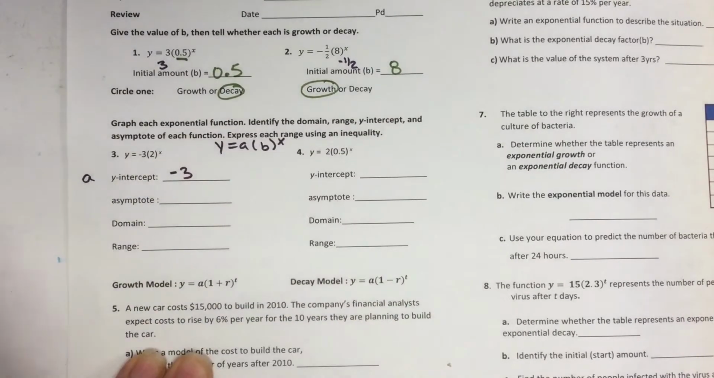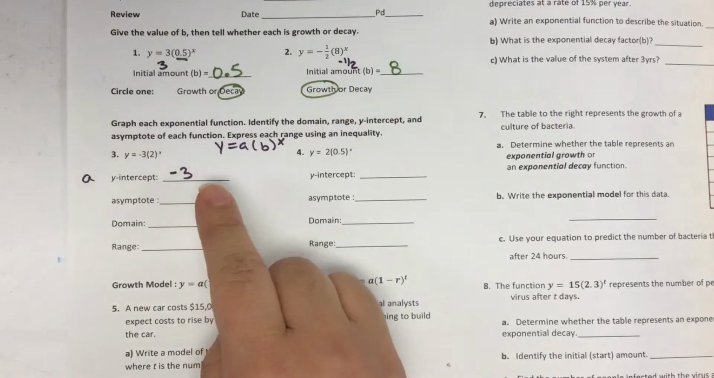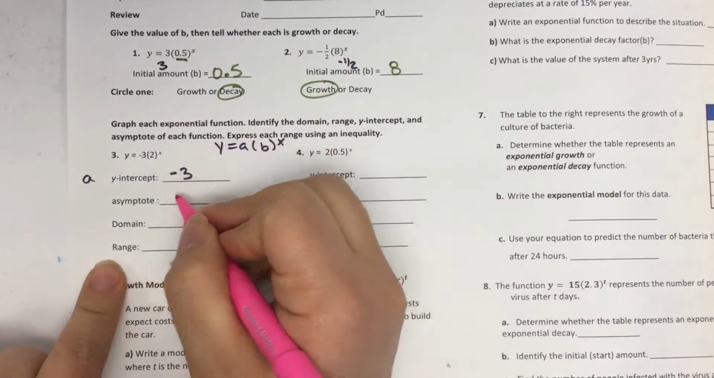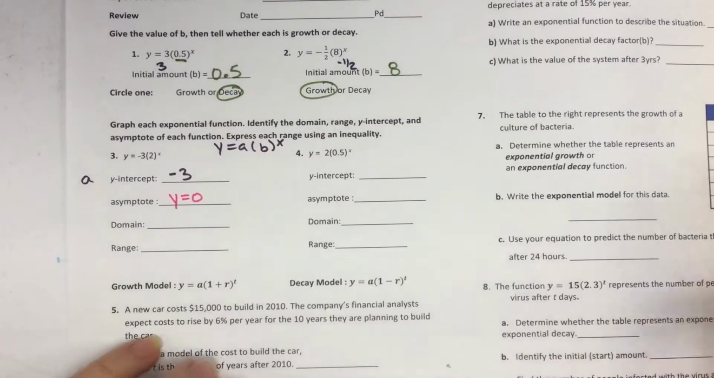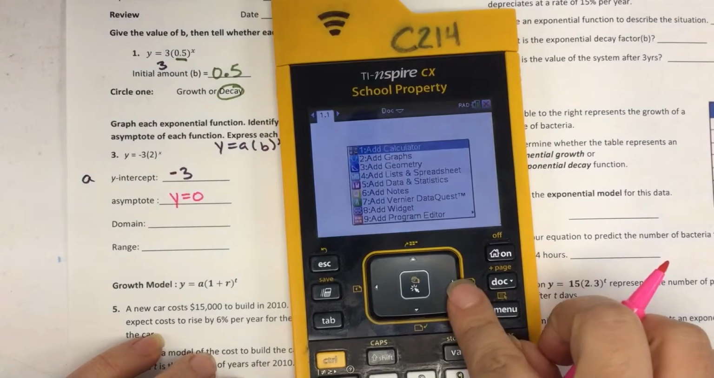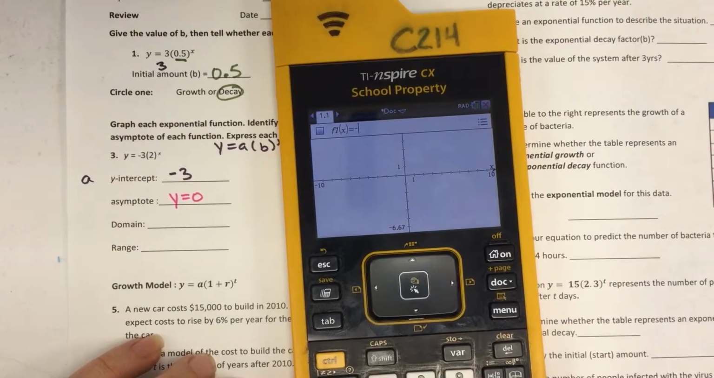So for question 3, it's negative 3. Our asymptote, for our purposes, we're always looking at the x-axis, which is y equals 0. And because these graphs take on the shape that they take on, our domain will always be all real numbers. And so I'll kind of show you it real quick in the calculator.